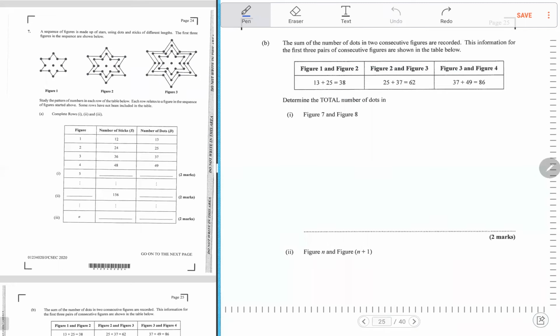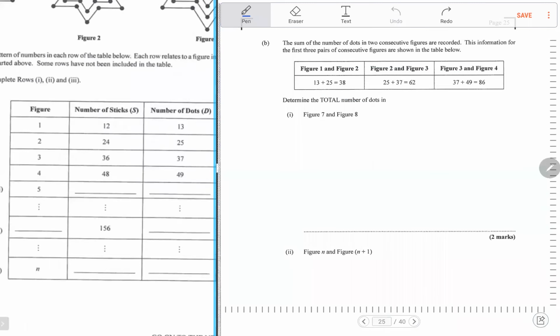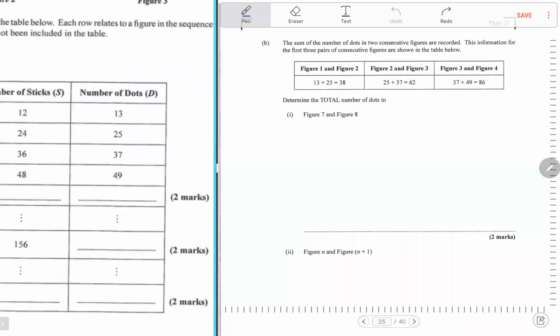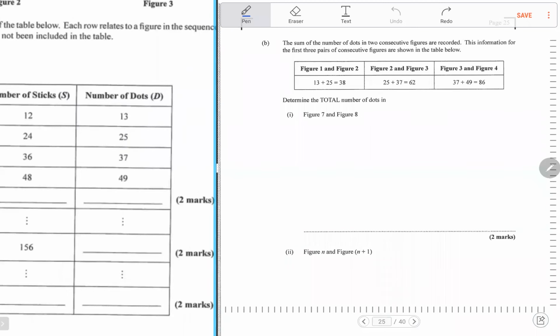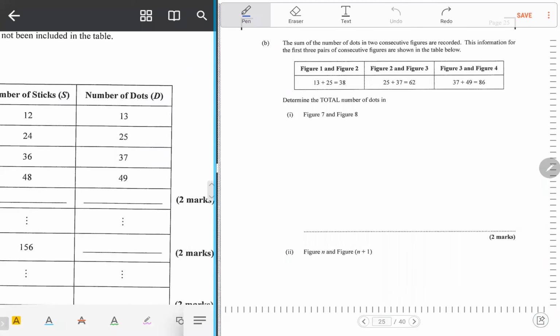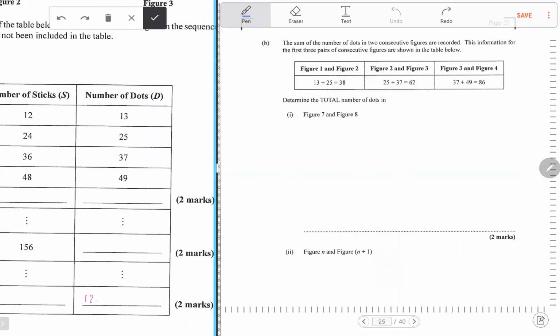Figure 1 has 13. See here, we can look at it over here. The dots were adding up, right? Remember the formula down here is 12n plus 1. So that formula applies just the same. So it is 13 and then 25 for the first two figures. And then the two figures after that will be 25 and 37. And then the figures after that will be 37 and 49. That's what it will be.